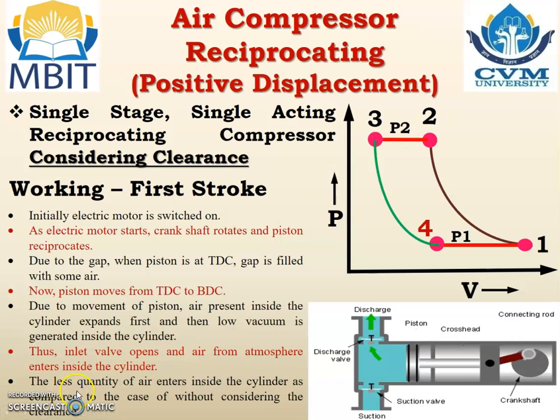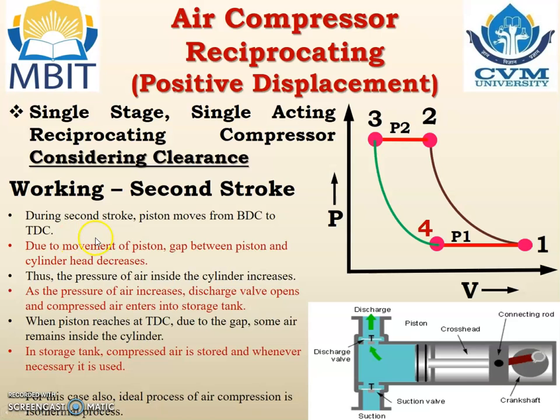Less quantity of air enters inside the cylinder as compared to the case without considering clearance. So if we consider that there is no clearance, then what will happen? At point number 3 here on the XY diagram, that is on the Y axis, the suction valve will open and continuously air will enter up to point number 1. But actually, due to considering clearance, air is entered between point number 4 and point number 1.